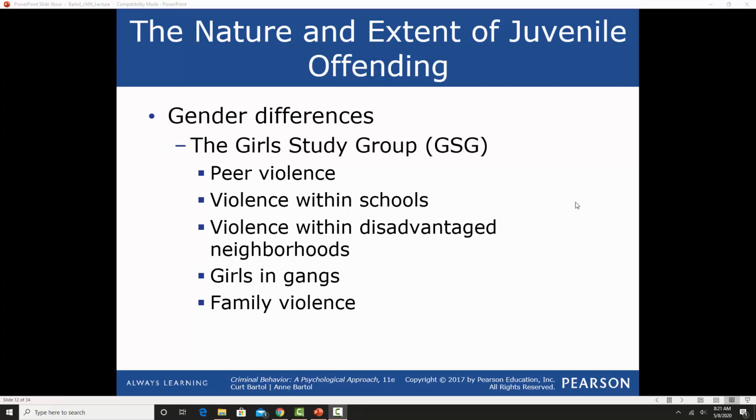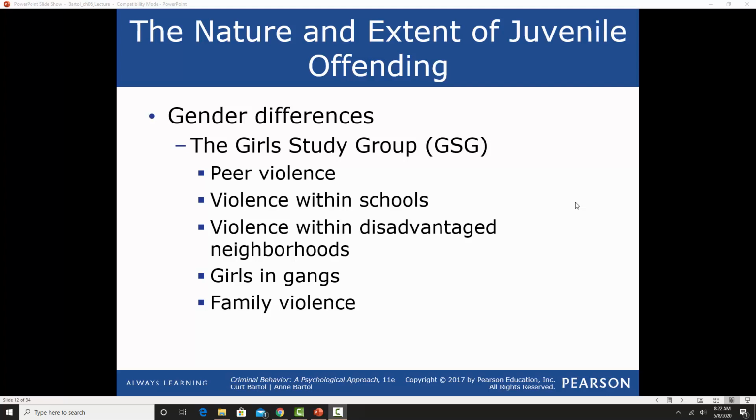The Girls Study Group, and this was done in 2008, studied the pathways and risk factors associated with girls who offend. It concluded that when violence did occur with girls, the following was usually involved. Peer violence. Girls come to physical blows with peers for status or self-defense, typically at school. Violence at school, including anger at teachers, staff, and feelings of frustration and hopelessness, and so they are acting out at school. Violence within disadvantaged neighborhoods. Generally, this is girls having to protect themselves from violence in the neighborhoods they live in.